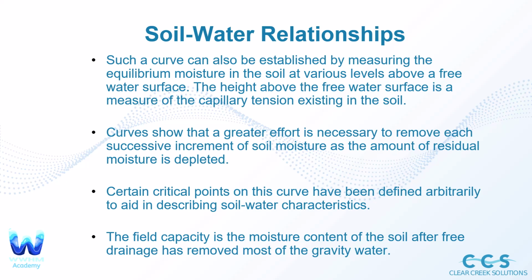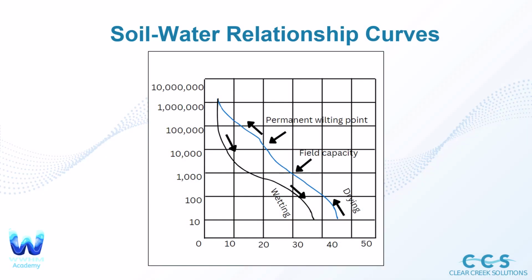Certain critical points on the curve have been defined arbitrarily to aid in describing soil water characteristics. The field capacity is the moisture content of the soil after free drainage has removed most of the gravity water. So we can see here in this soil relationship curve, we can see the permanent wilting point, the field capacity, and drying when compared to the soil and water relationship.